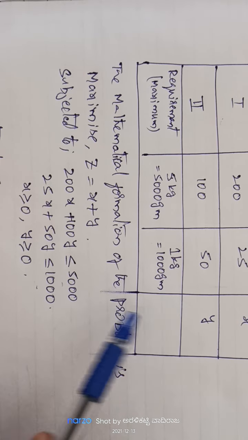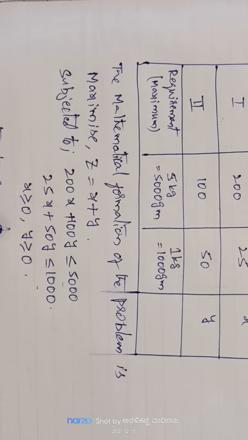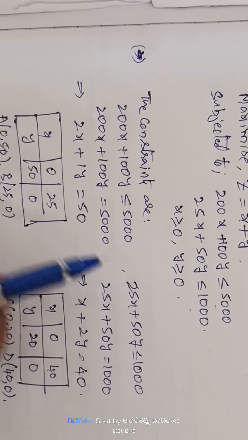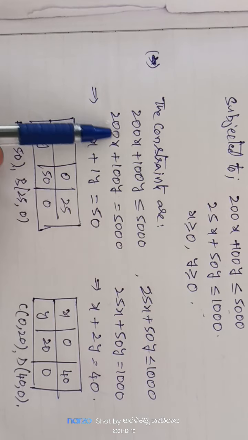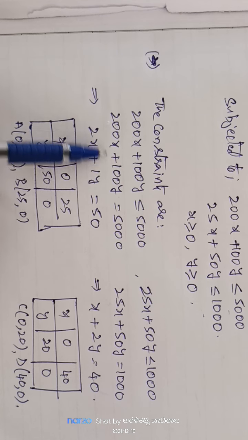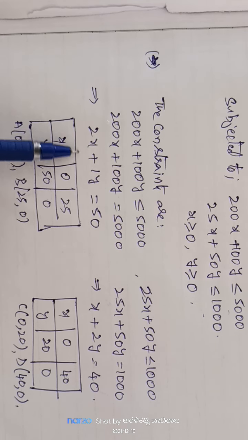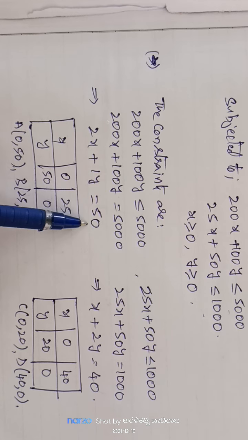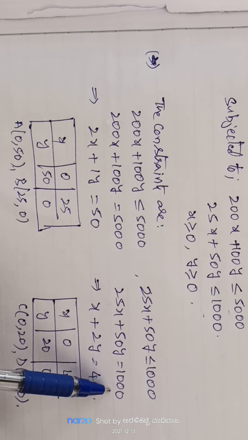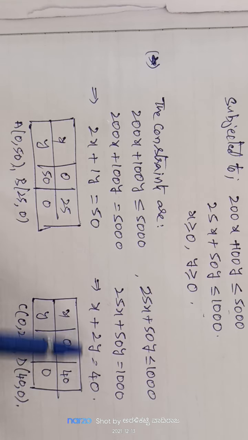Here both are numbers of cakes. Number of cakes cannot be negative. Therefore x greater than or equal to 0, y greater than or equal to 0. Therefore the constraints are 200x plus 100y less than or equal to 5000. If you change the inequality to equality and divide by 100, you will get 2x plus y equals 50. And the second one is 25x plus 50y equals 1000. Divide by 25, x plus 2y equals 40.